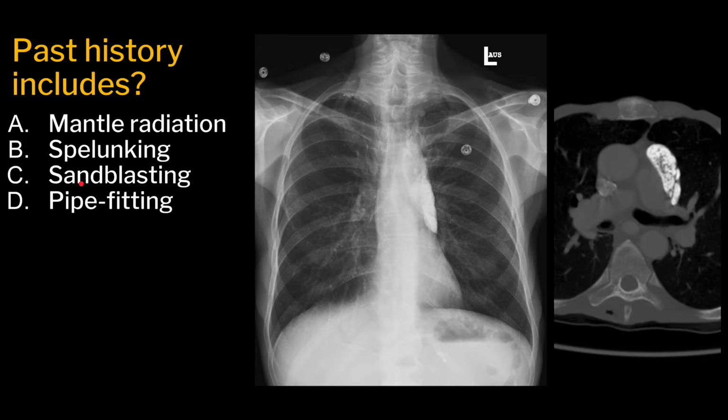Each of these other answer choices corresponds with another type of lung disease. Spelunking goes along with histoplasmosis. So you can see calcified lymph nodes in the mediastinum from histo, but usually the lymph nodes will not be this big and you won't have the accompanying paramediastinal radiation fibrosis. Sandblasting is an occupation that goes along with silicosis, and pipe fitting is an occupation that goes along with asbestos-related lung disease.